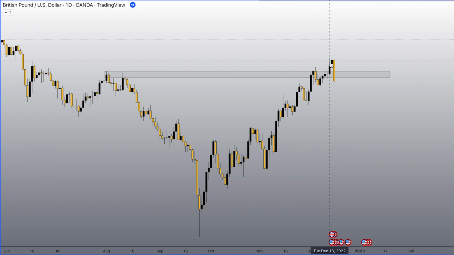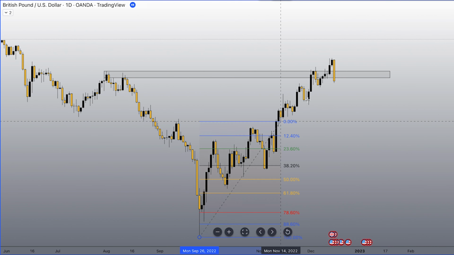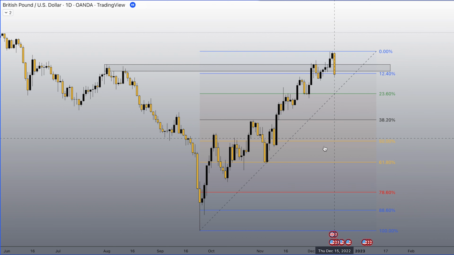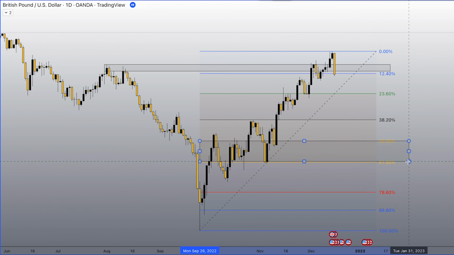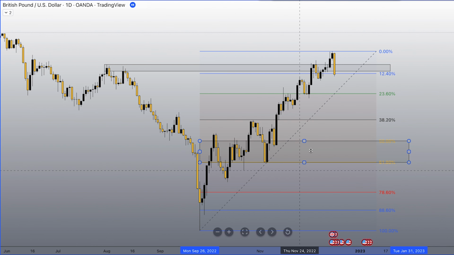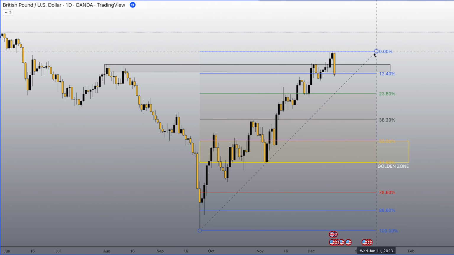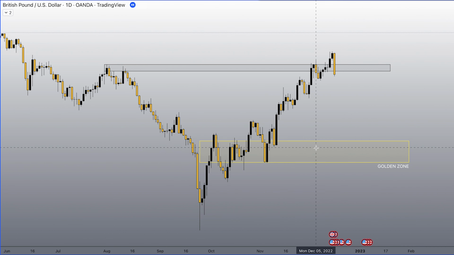Once we have that rejection area, we want to drop a fib on it. Okay? So when you come and you drop a fib on it like that, now you can see where your golden zone is. So we just drop a rectangle right there. Just turn it into the golden zone. And there you go. Now you have your high and your low, and you have your golden zone area.